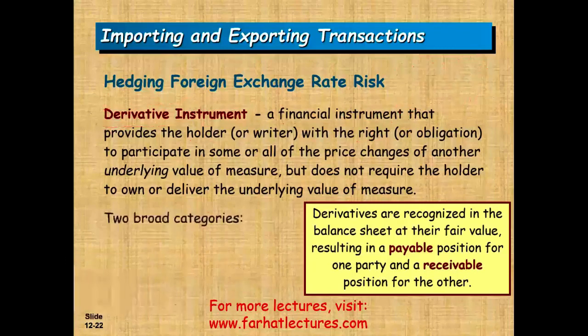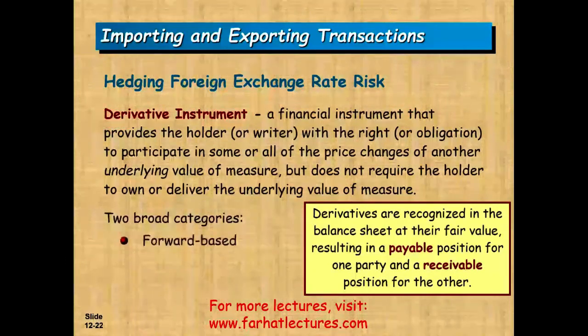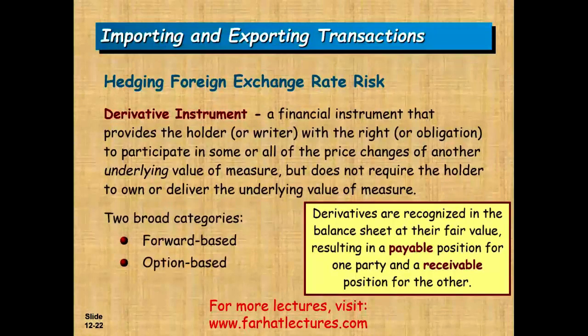Now, we have two types of derivative instruments. We have forward-based contracts and option-based. Basically, in a sense, they work the same in terms of protection, but they have a different purpose. In a forward contract, you are looking to either buy a specific amount of foreign currency, if we're dealing with foreign currency, or sell a specific amount of foreign currency at a specific date. So forward-based is when you have a specific transaction and you would like to protect.